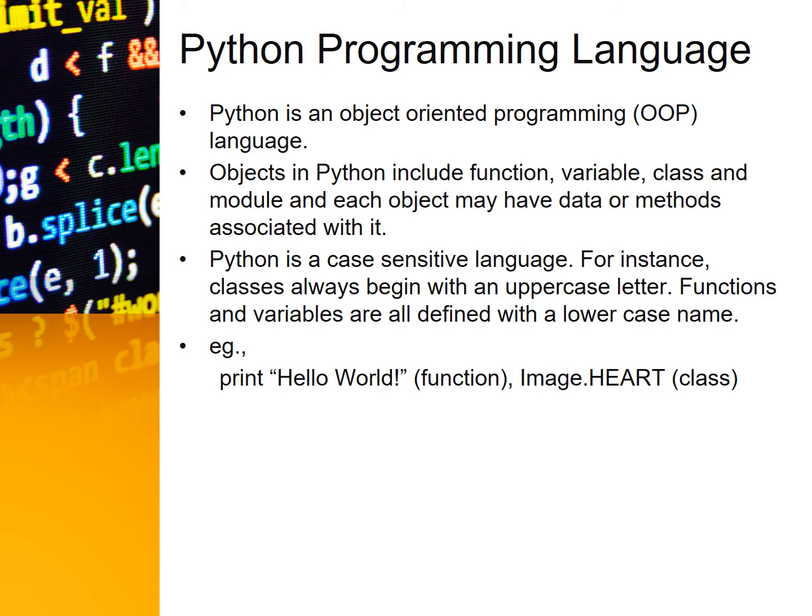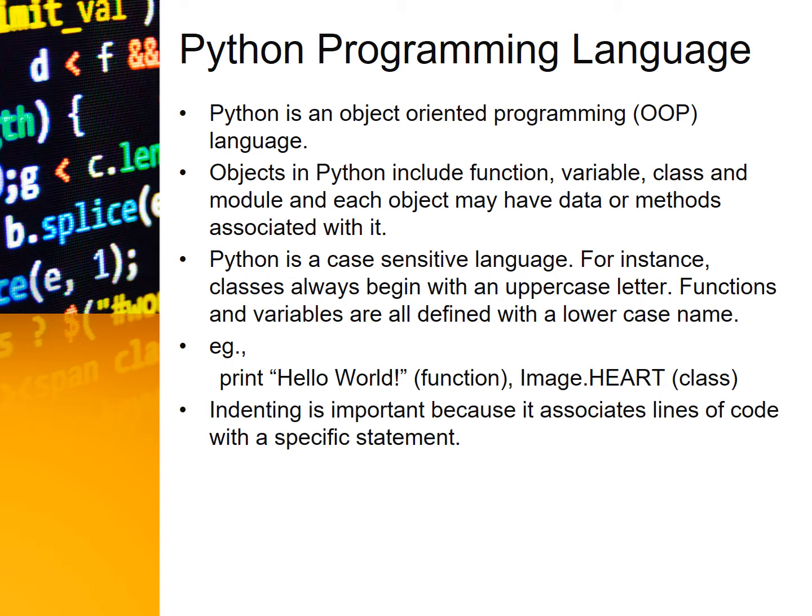And here's an example. We can print hello world. Now that's a function and it just puts hello world up on the screen. If we look at the next example, image.heart, that's a class. Image is the name of the class and heart is one of the attributes, and that's particularly related to the microbit. In other words, someone has put those classes together and that produces a heart with the array of LEDs on the front of the microbit.